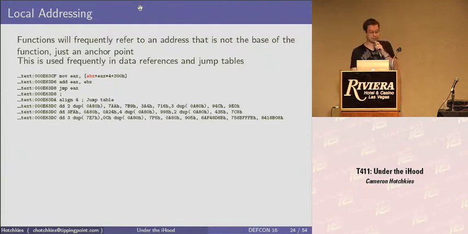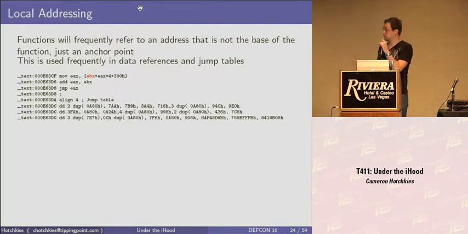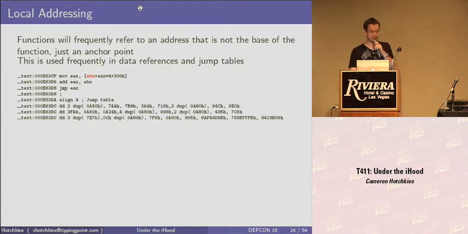EBX is the position-independent anchor point. It's not the start of the function, it's just a random address in the function. And they use that to reference all of the other position-independent code, or the data that it's going to be referring to. I don't think I've ever seen it be anything other than EBX, but I'm not going to say it won't be, because I don't want you to wake up 6 months from now and be like, Cam, you lied to me.